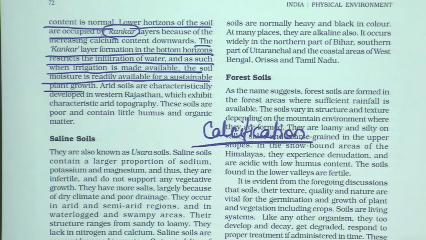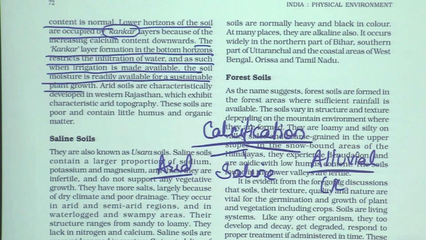The process of calcification by default will go with arid soil, will go with saline soil, and will also go with alluvial soil in drier climate, where it develops kankar. And where do we find saline soil? We find it in the Rann of Kutch, and we also find it in the coastal plains. And where do we find arid soil? It is largely available in western Rajasthan.